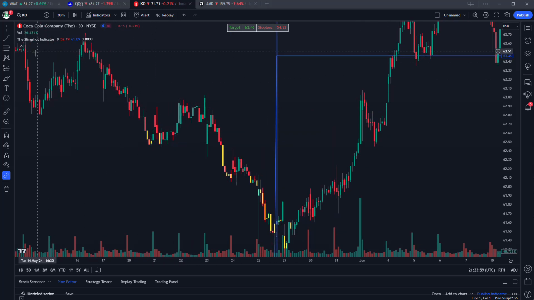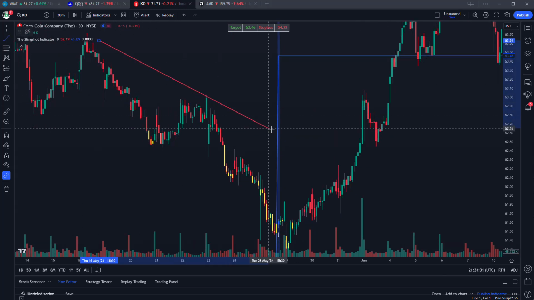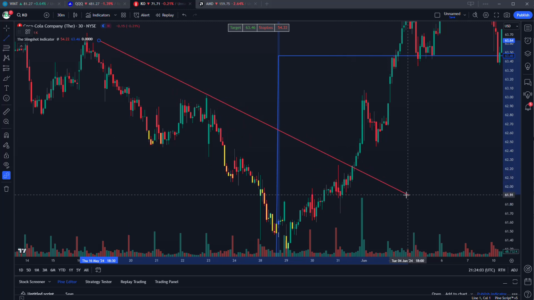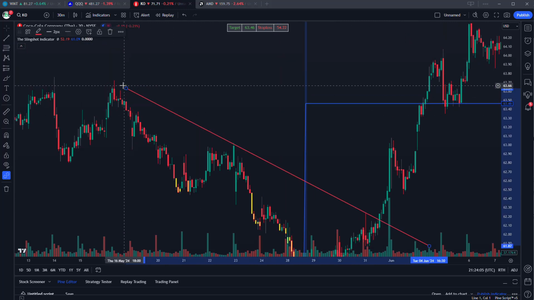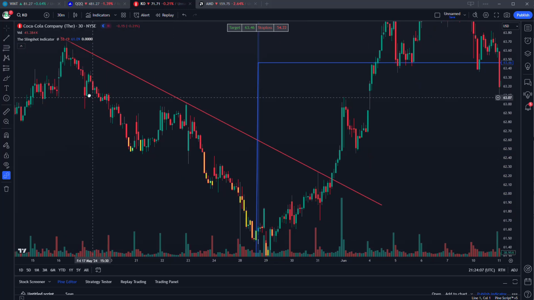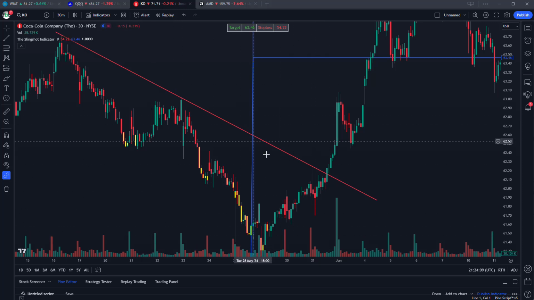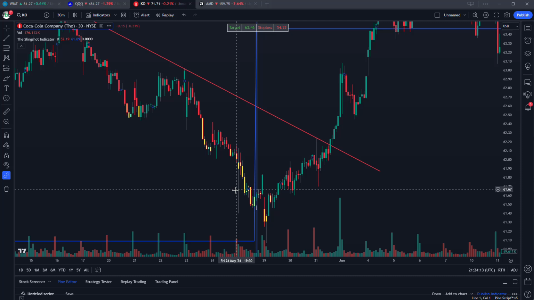If you want to use this with something like a trend line break, you can very much do that. Say it comes up and breaks this trend line. This still would have been a really nice trade after our trigger point. But to me, this would have been a little bit better price to get in on that upside move.